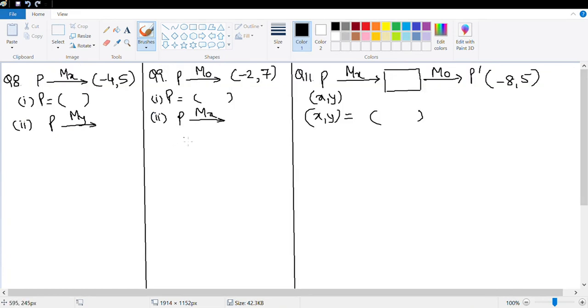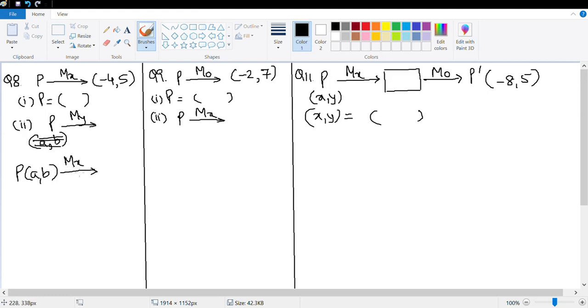The next question we do is question number 8. A point P is reflected in the x-axis. Coordinates of its image are (-4, 5). Find the coordinates of P. So let P be, let's say, (A, B). Sorry, this is part 2. Let P be (A, B), and we are doing reflection on the x-axis.